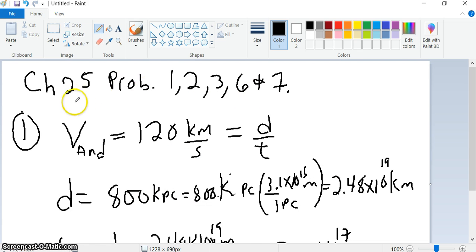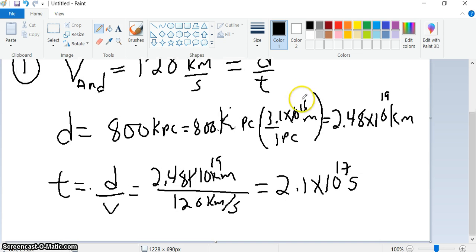So here we go, and I've set up the first problem already. By the way, these are the only problems we're doing from chapter 25: 1, 2, 3, 6, and 7. Those are the ones I'm going to go over.